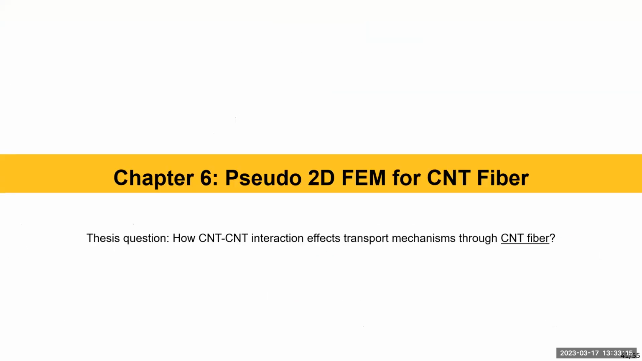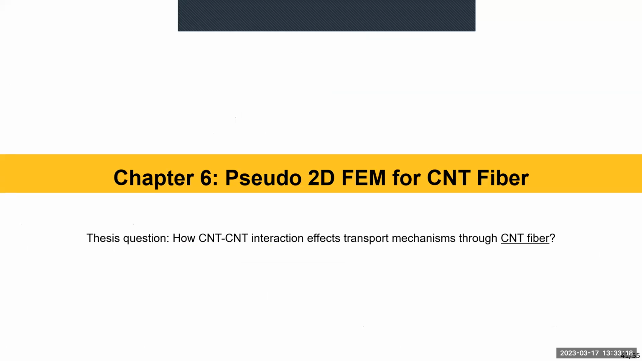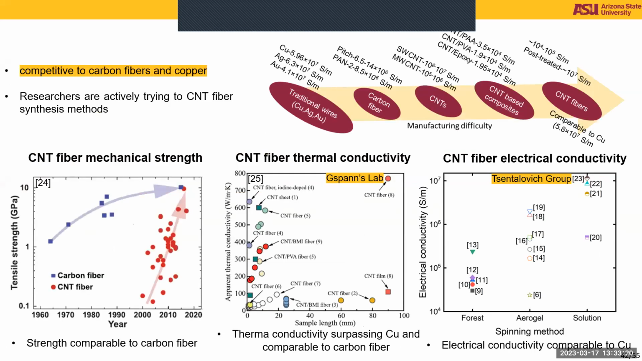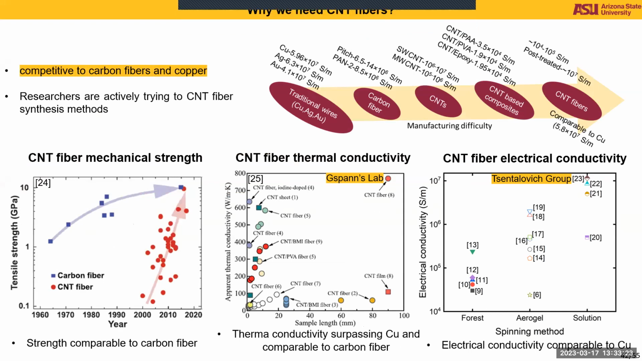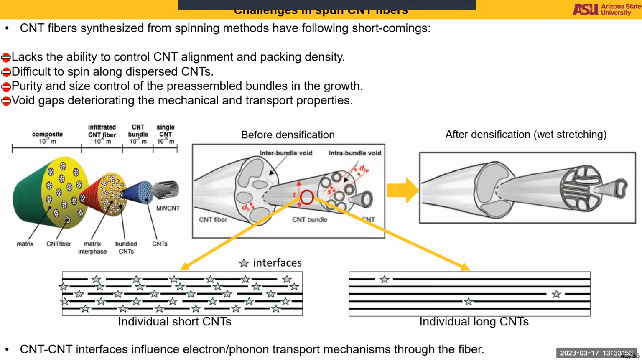And finally, chapter 6 is about pseudo 2D FEM for CNT fiber. Why do we need CNT fibers in the first place? With the recent advancements in CNT synthesis and handling methods, carbon nanotube fibers are competitive to carbon fibers and copper in terms of mechanical strength, thermal conductivities, and electrical conductivities. So researchers are actively trying to improve the CNT synthesis methods to unlock the true potential of carbon nanotube fibers.